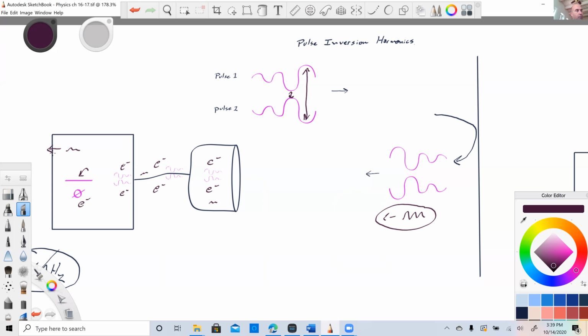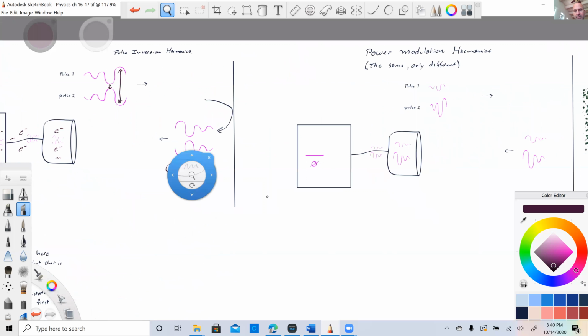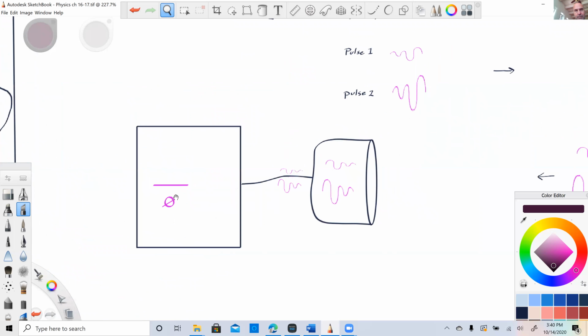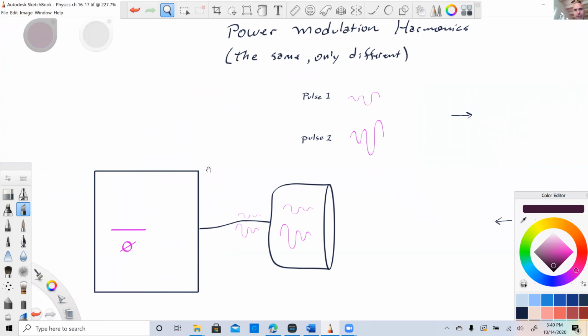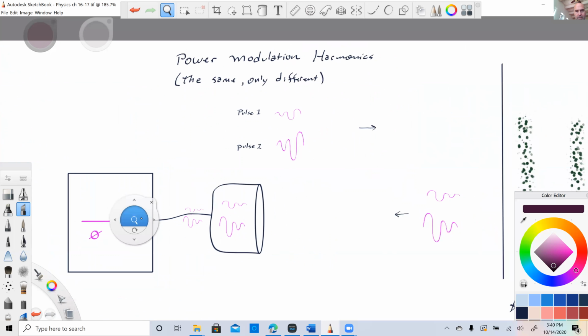Then another company came in and said, well, I got power modulation harmonic imaging. And they're like, what? That's cheating. I'm like, no, it's not, man. It's totally different. It's not totally different. It's actually the same exact thing. They just go about it in a slightly different way. Power modulation harmonics. So on this one, we have two pulses that are not inverted. Although I think your book kind of shows an inversion in this, and that's not necessary.